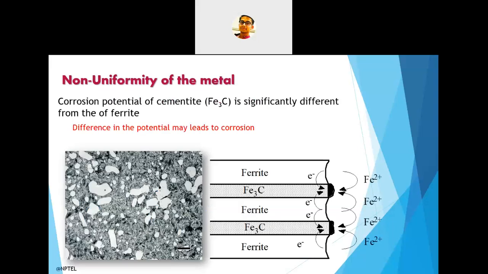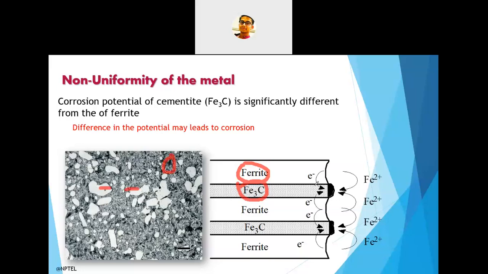Here you can see the non-uniformity of metal. As I showed you earlier, the microstructure of steel is not the same. We have numerous chemicals and different phases inside the steel metal. Here we have the ferrite phase, and we also have the cementite phase in a steel. So you can see this cementite phase and ferrite phase, and many more things, which create different phases inside a steel.